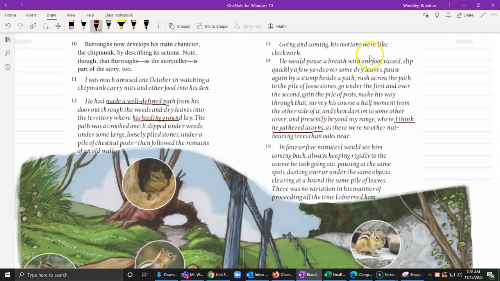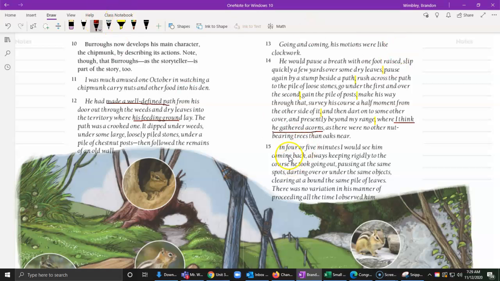Now, one other thing I want you to notice is this whole paragraph is a run-on sentence. There's a comma, comma, comma, comma, comma, comma, but no one hears there's a period. And the reason why Burroughs did that is he's trying to create like a sense of urgency. Commas tell us to take a breath, but the sentence isn't done. So it's like that chipmunk, he's running around, rushing, taking a breath, then scurrying to the next spot.